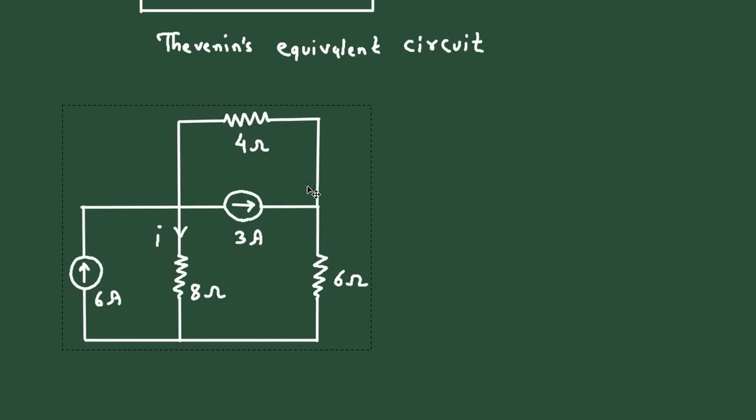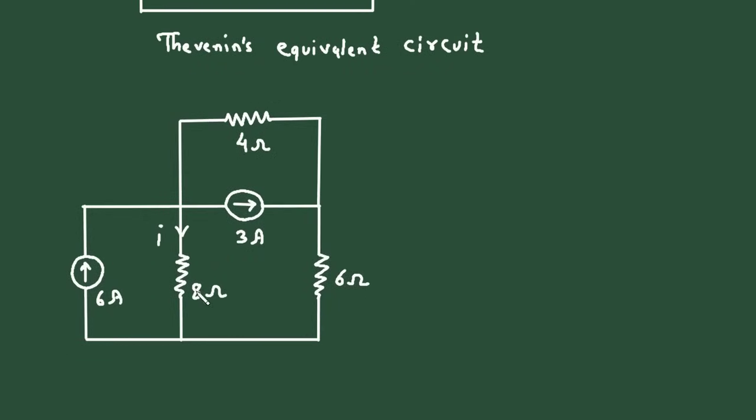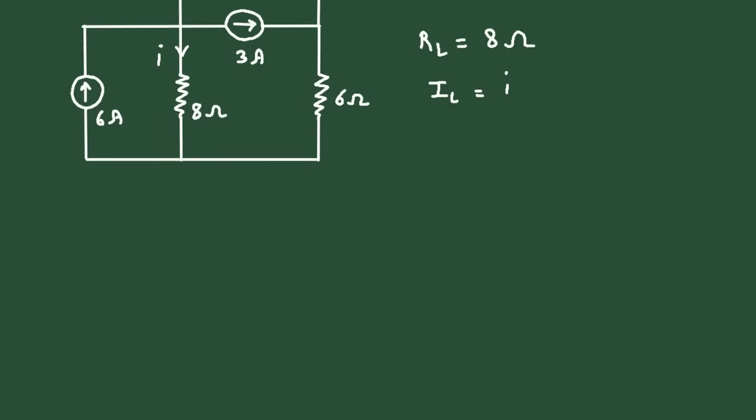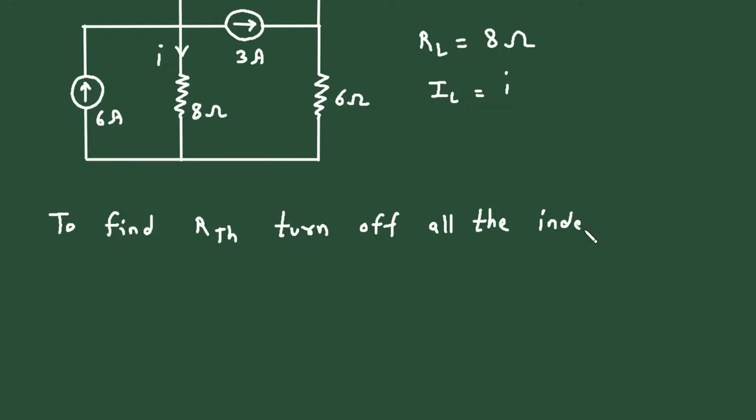Now for this circuit, RL is equal to 8 ohm and IL is equal to this current I. Now we need to find VTH and RTH. So to find RTH, turn off all the independent sources.